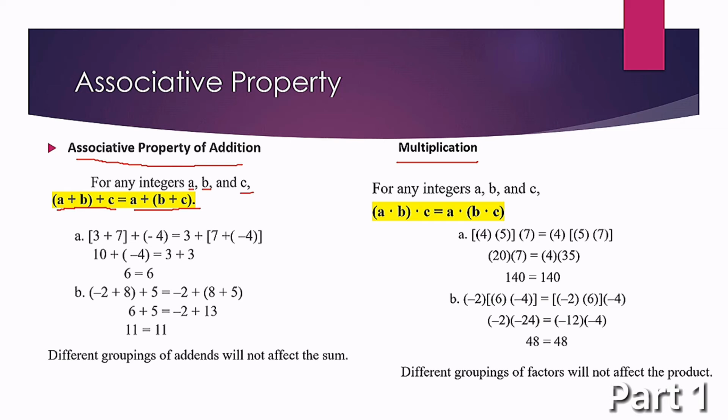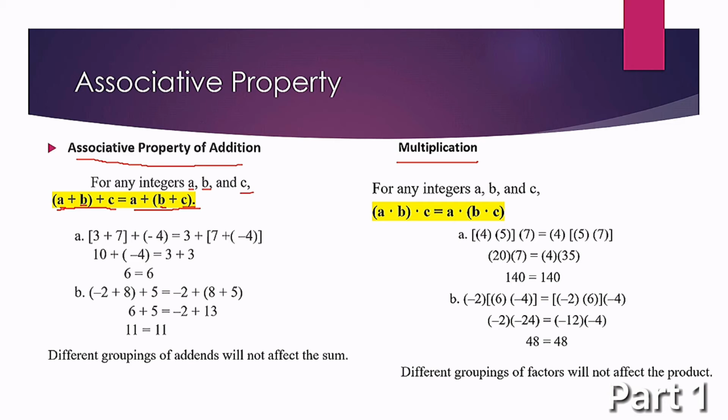Okay, they are grouped together. On the left side, we have the first number and the second number grouped together. On the right side, we have the second number and the third number grouped together. So, magbabago kaya ang sum nila or maapektuhan kaya ang sum nila even they are grouped together?